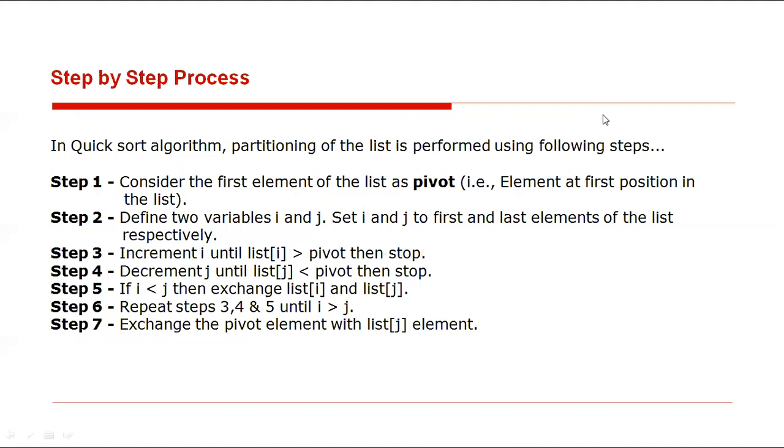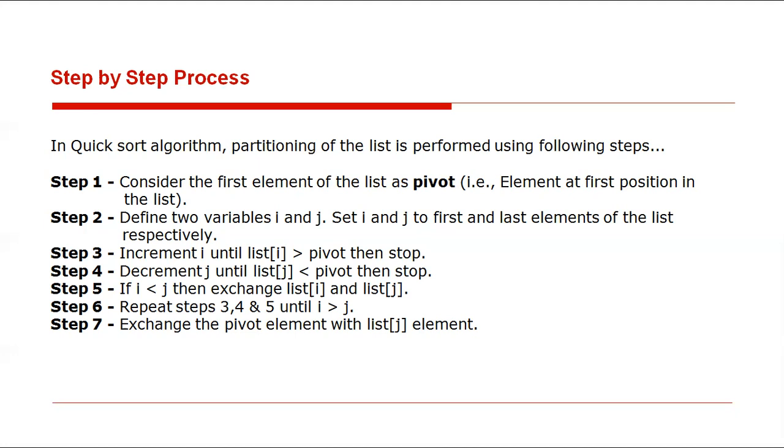In the quicksort algorithm, partitioning of the list is performed using the following steps. Consider the first element of the list as the pivot, that is, the element at the first position in the list. Define two variables i and j, and set i and j to the first and last elements of the list respectively. Increment i until list[i] is greater than the pivot, then stop. Decrement j until list[j] is less than the pivot, then stop.